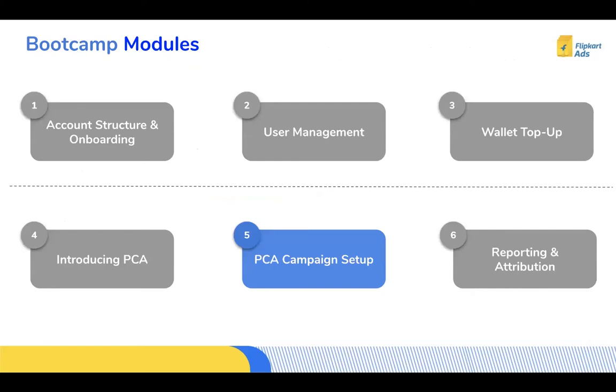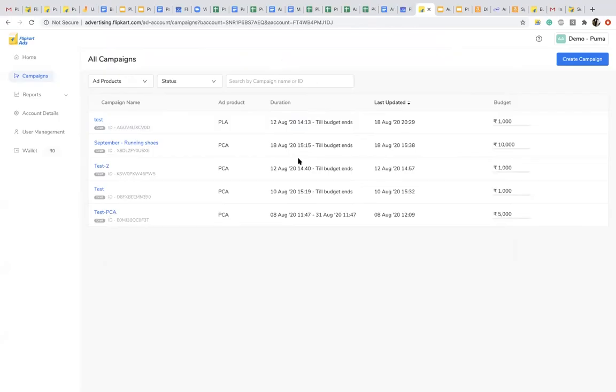Now we will talk about campaign creation for PCA. For this, we will move to our portal. Now we will look into how you create a product contextual ad campaign.